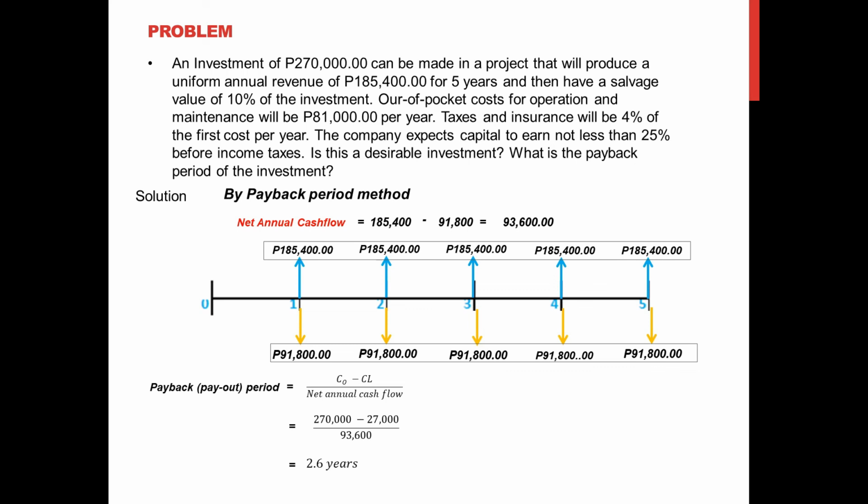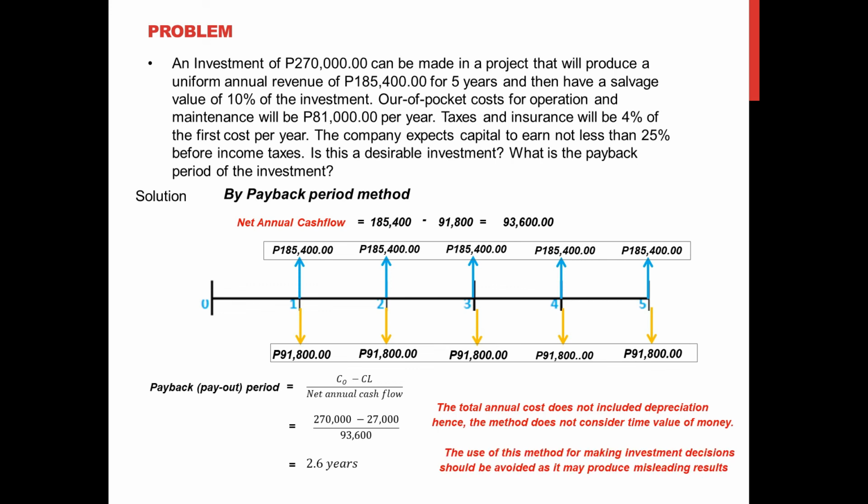So notice that this method does not reflect whether your investment is good or not. It does nothing but get or project the required time for the recovery of the capital. Another notation, the total annual cost does not include depreciation. Hence, the method does not consider time value of money. The use of this method for making investment decisions should be avoided as it may produce misleading results. Of course, we cannot see here a negative value. Hence, as presented earlier, we have a positive result for net annual cash flow.